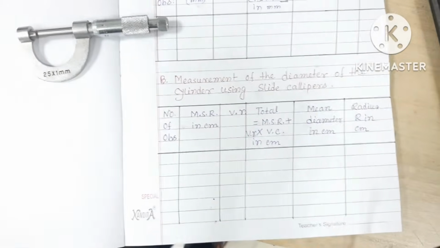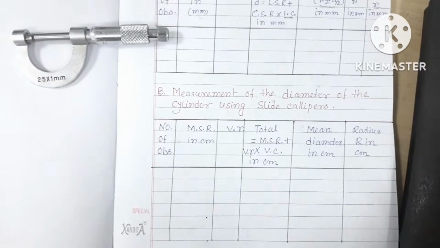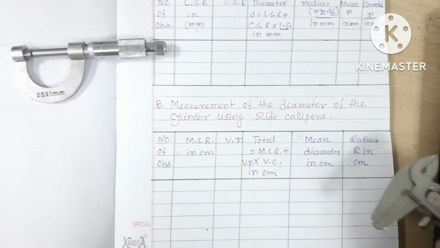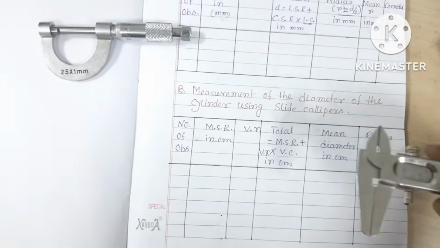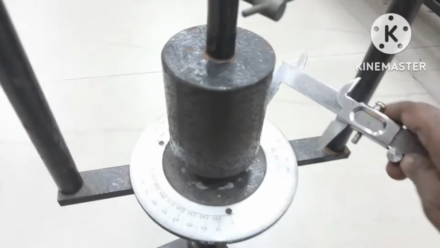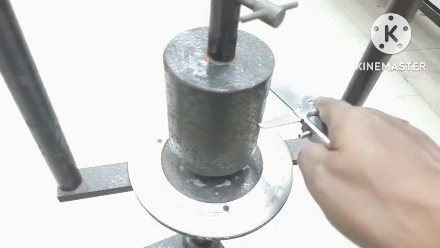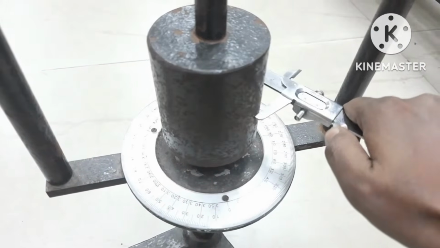Next you have to find out the diameter of the cylinder. Basically you need the radius of the cylinder, and if you find the diameter, then you can easily find the radius. So for that you have to use this slide calipers instrument, because I can show you here. By using this slide calipers you can easily find the diameter of that one, right?